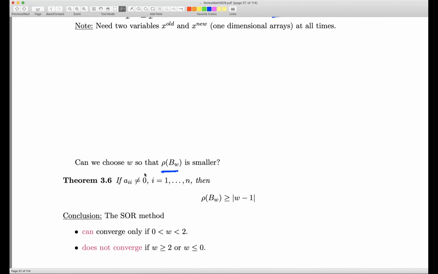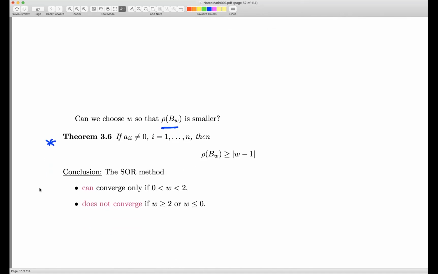And first there is the following theorem, which is a part of your homework to prove, and there is a hint given there how to prove it. So if you start with the matrix A with entries a_ij, and if all the elements on the main diagonal are different from 0, then the spectral radius of this matrix B omega is bigger than or equal to omega minus 1 in absolute value.